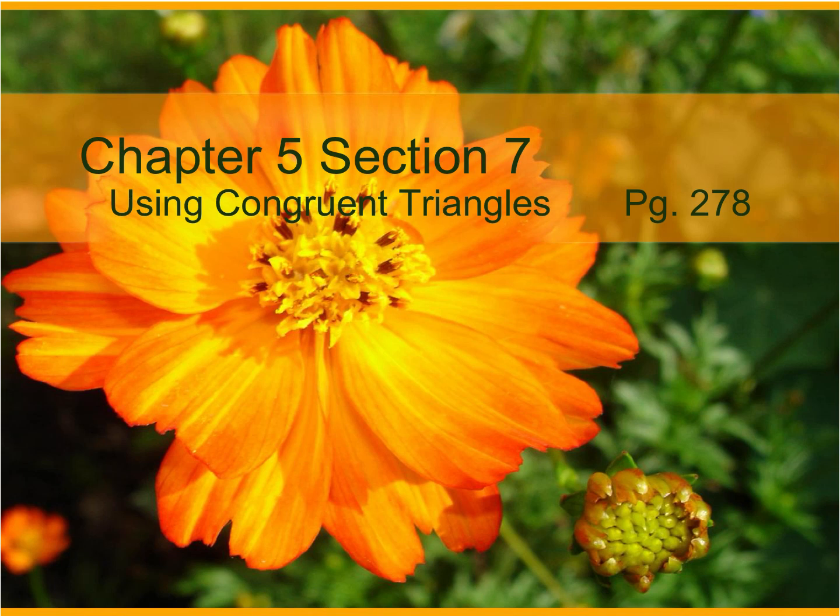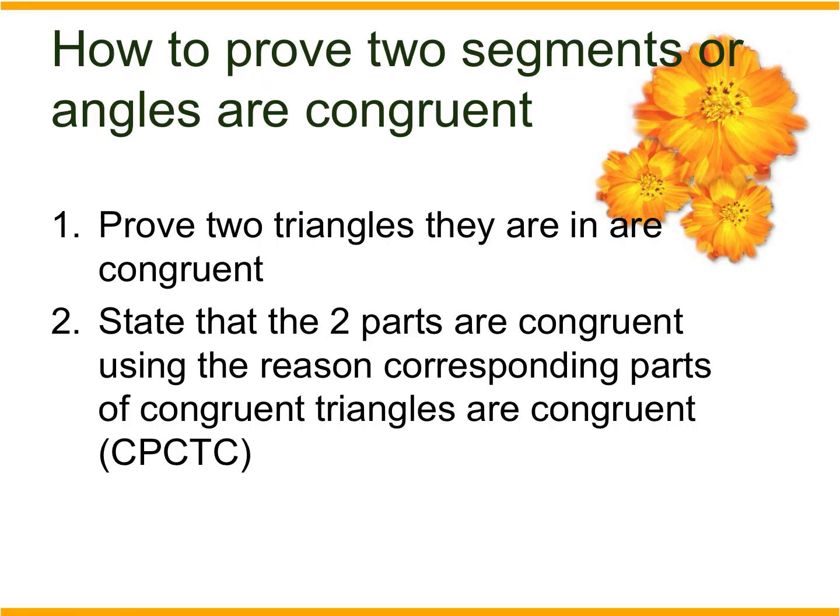Alright, so today we're going over chapter 5, section 7, using congruent triangles. How to prove two segments or angles are congruent? Well, the first step is to prove two triangles are congruent. The second is to state that the two parts of the congruent triangles are congruent, using the reason corresponding parts of congruent triangles. So CPCTC, that is, corresponding parts of congruent triangles are congruent.